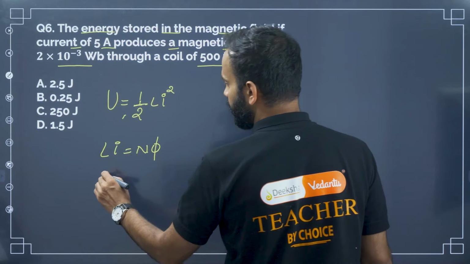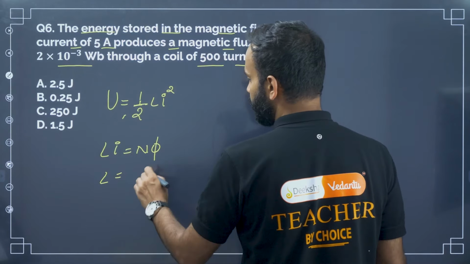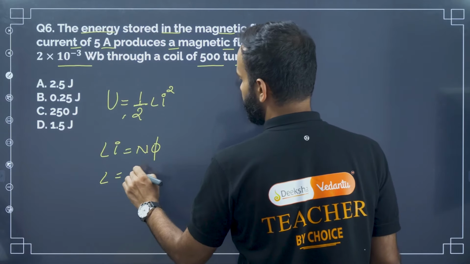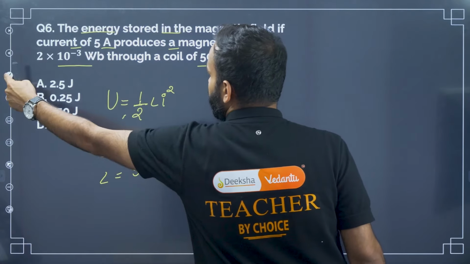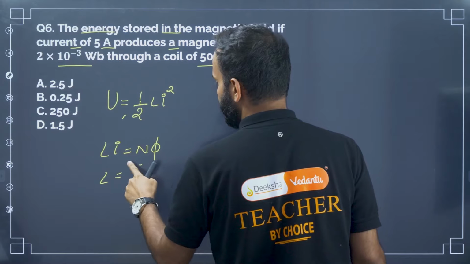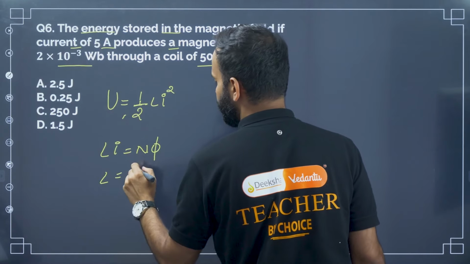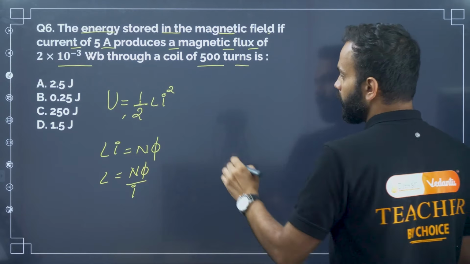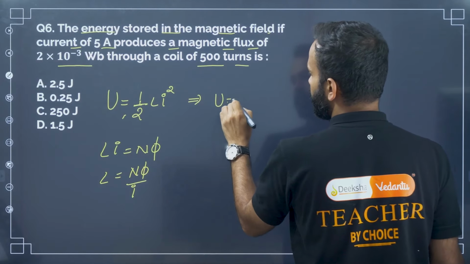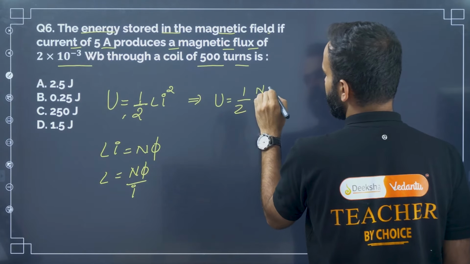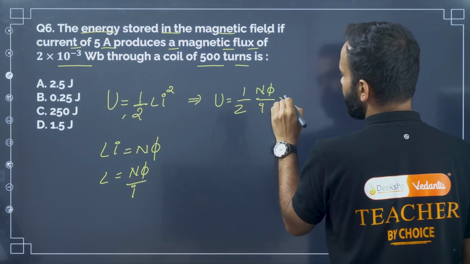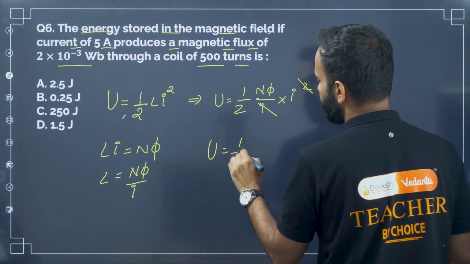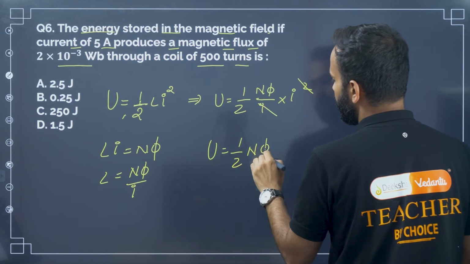Let us find L. So L is equal to N phi divided by I. So now the magnetic energy U equal to half L, that is N phi divided by I, into I square. So I will get cancelled. So U equal to half N phi into I.